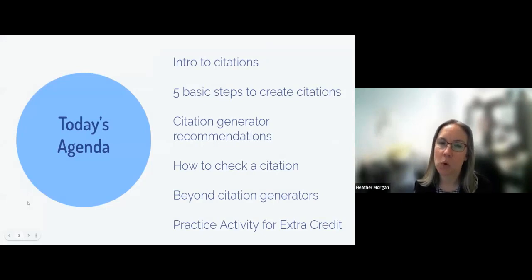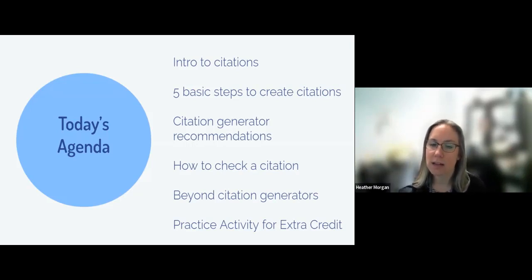So for today's workshop, what we're planning on addressing is a quick introduction to citations, the 5 basic steps to creating citations, the citation generator recommendations that I personally have. These are the ones that I like to use, how to check a citation, and then where else can you go? So beyond citation generators, where can you get some more information about citation generators? And of course, at the end, a practice activity that will give you your extra credit.